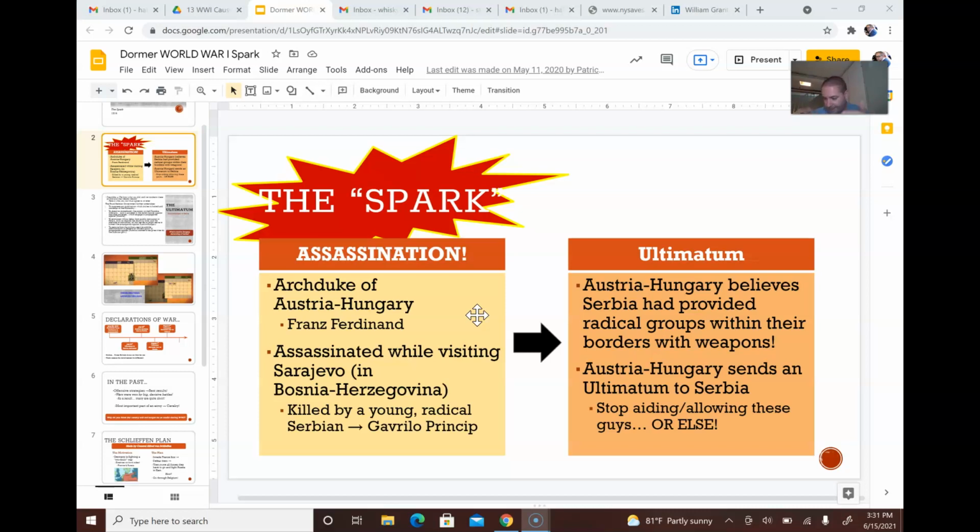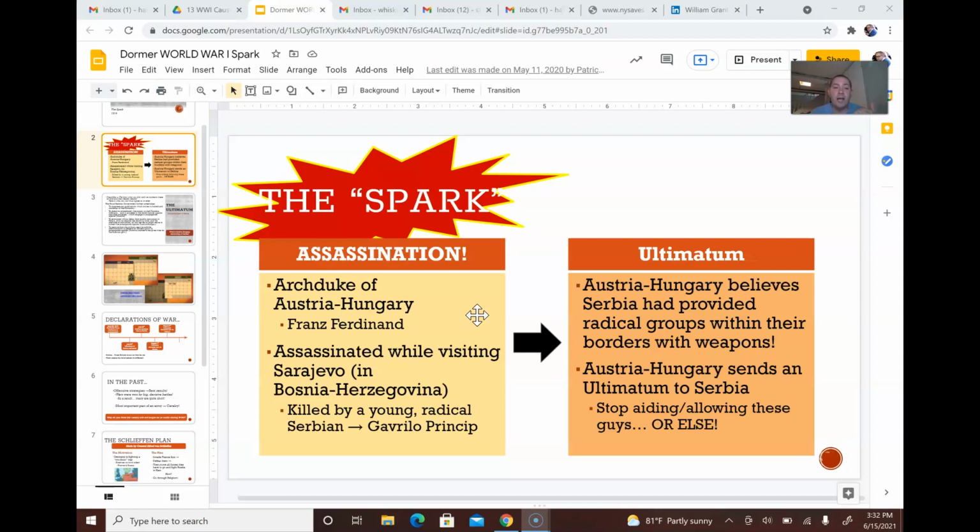But Austria-Hungary was not really a major player on the world stage, right? So how do you get this, not even the heir to the throne of a small kingdom or small empire, that leads to this global war? Austria-Hungary believed that Serbia provided backup, that the Serbian government provided assistance to Gavrilo Princip and the Black Hand to assassinate Archduke Franz Ferdinand.